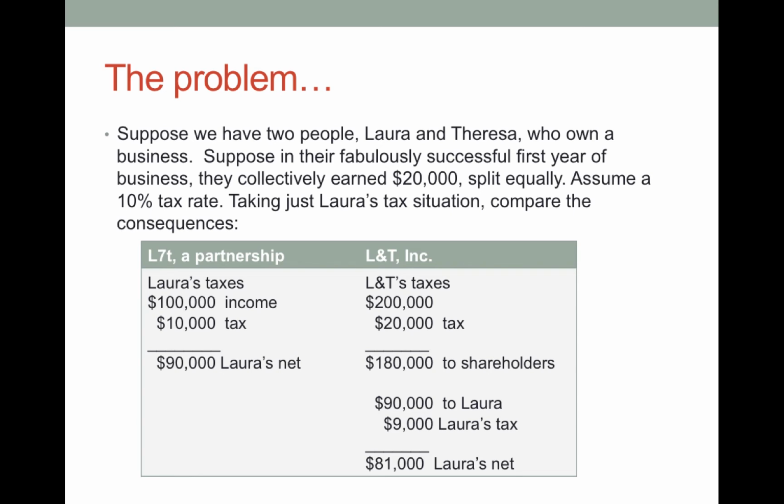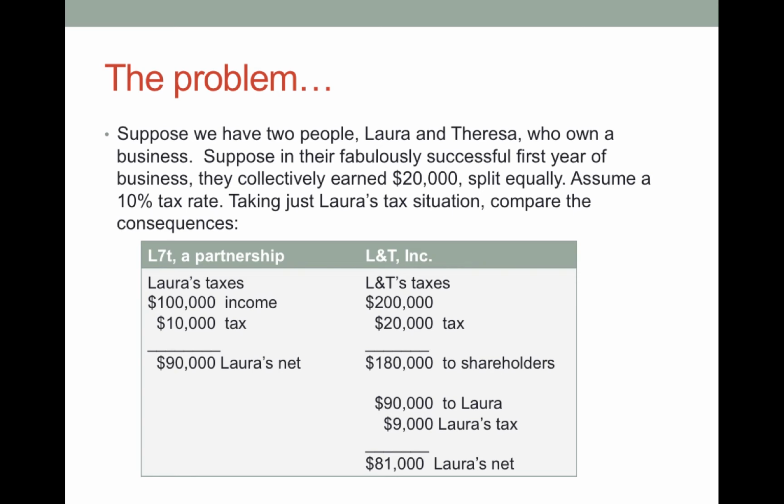Now, looking only at Laura, let's compare the tax consequences. With L&T as a partnership, Laura made $100,000 this year because she got half of the $200,000 the company made. Again, assume the 10% rate. She's paying $10,000 in taxes and she's netting $90,000.